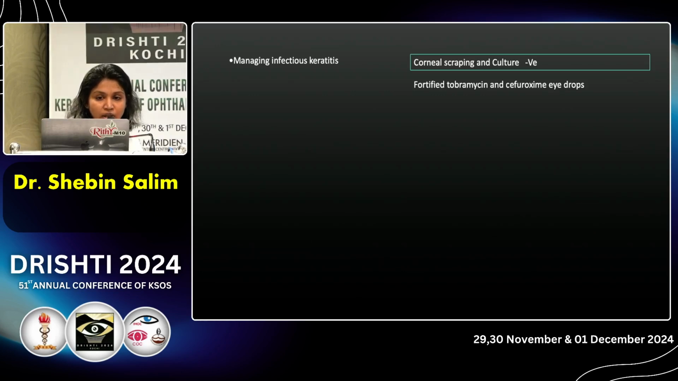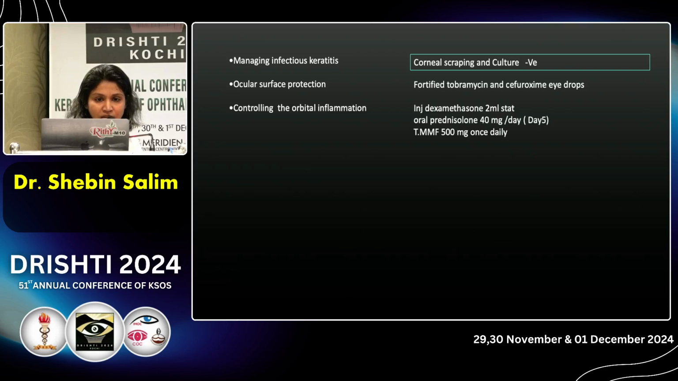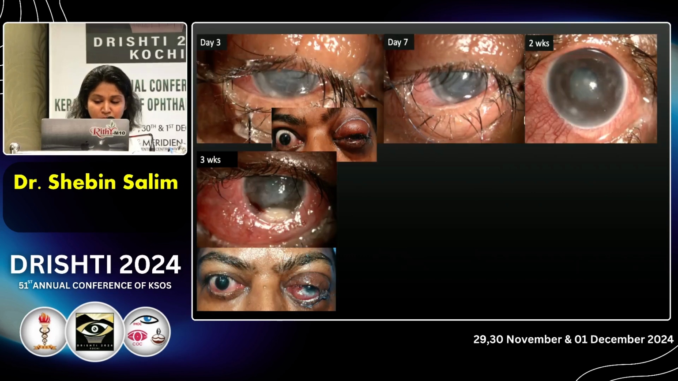She was started on empirical treatment. The ocular surface was protected. So, for the orbital inflammation, following 1 dose of injection dexamethasone, she was started on low dose steroids and immunosuppressants later. She was improving, but unfortunately, at 3 weeks follow-up, she had an increase in the corneal infiltrate with thinning and hypopyon, and increase in the medial exposure again.